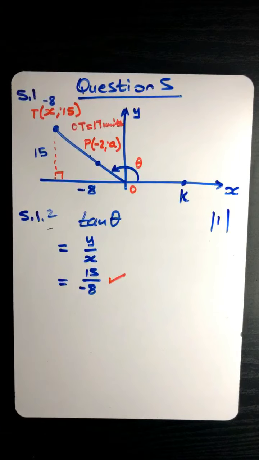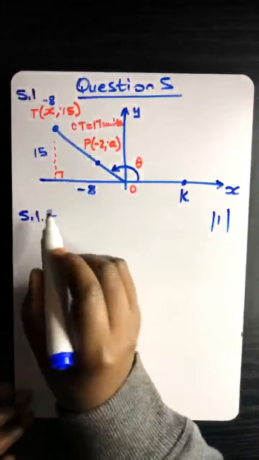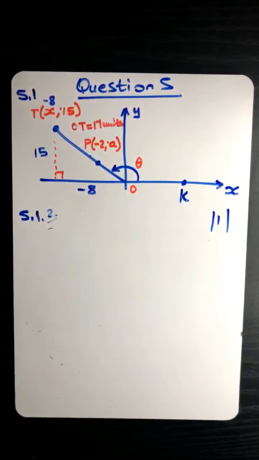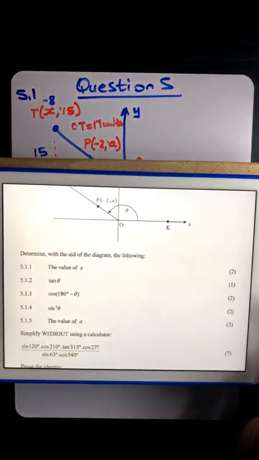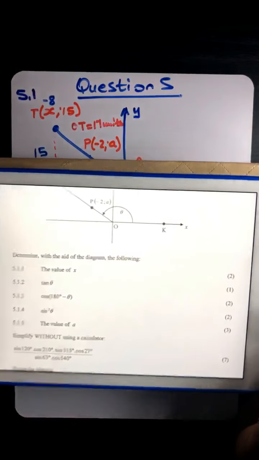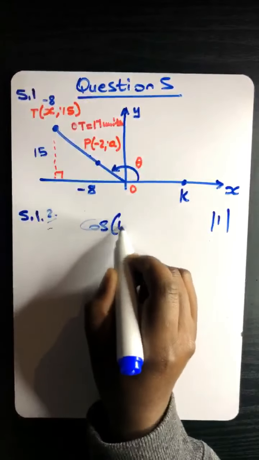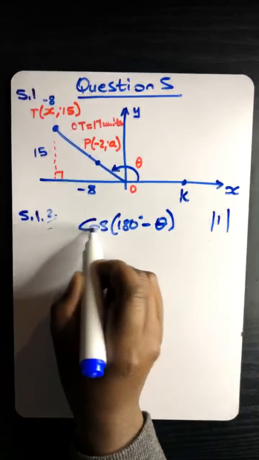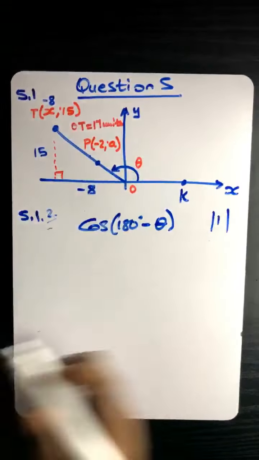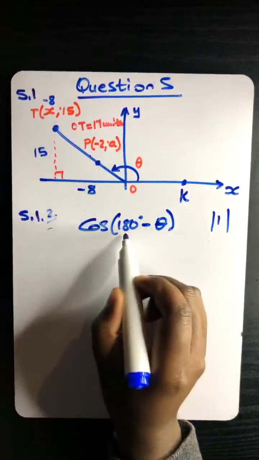Okay. Can we now move to 5.1.3? Let's see what the examiner is saying there. Examiner is saying determine cos of 180 degrees minus angle theta. So what we can do is just reduce that angle, because we see it's 180 minus that.